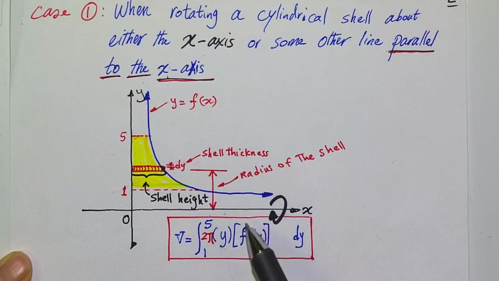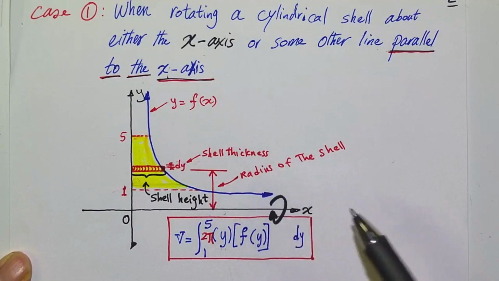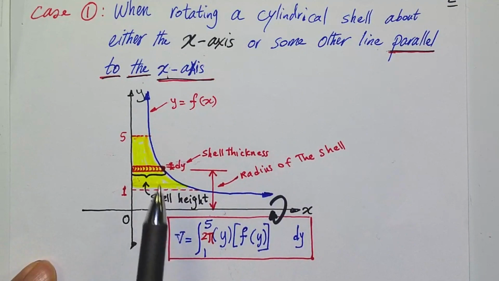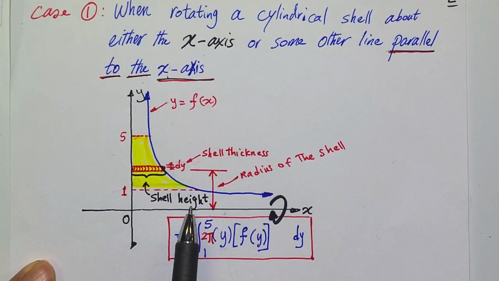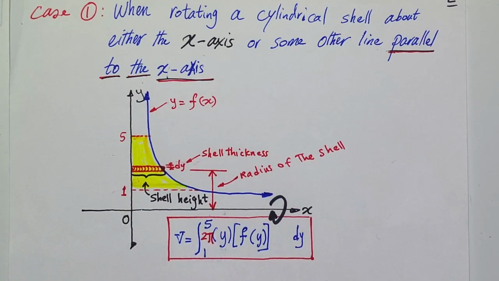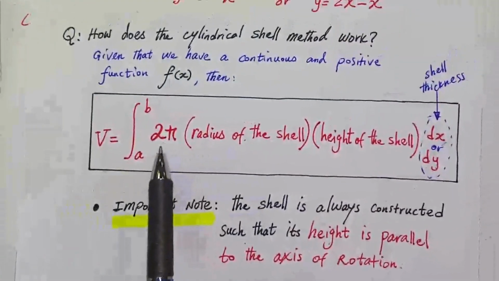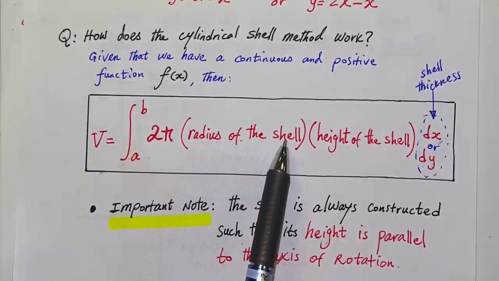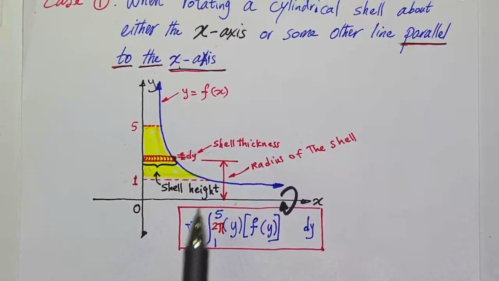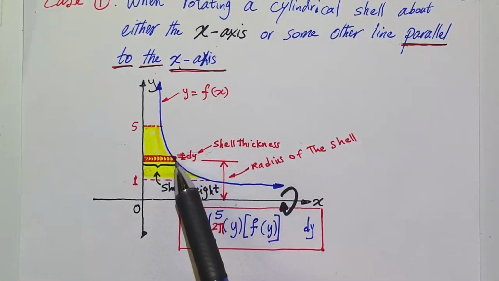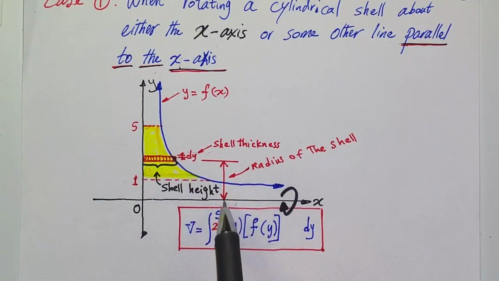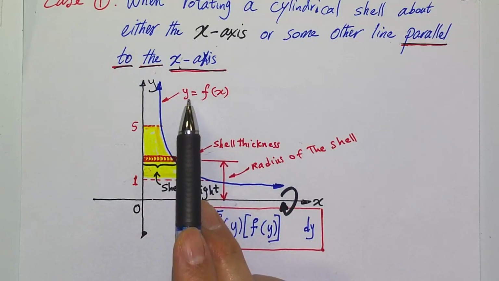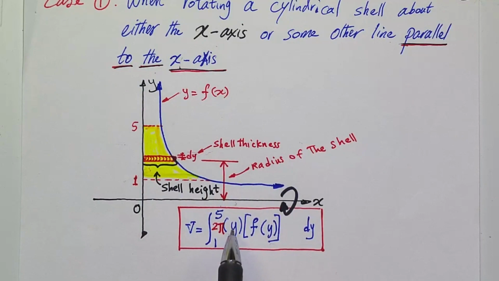And then the shell radius would be the distance, as it was mentioned on the previous slide. It would be the distance from the center of the shell to the axis of rotation. And that distance is simply y. So we have 2 pi in front, as we had on the previous slide, right? 2 pi is always present. 2 pi times the radius of the shell, in this case the distance from any point on that blue curve to the axis of rotation, which would be represented by the y itself.